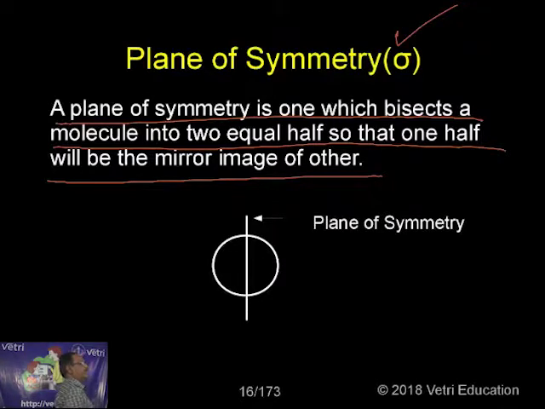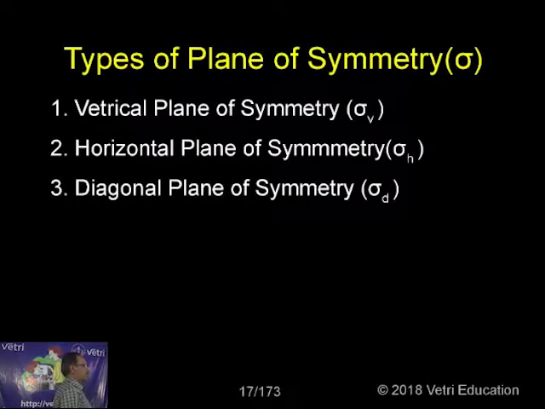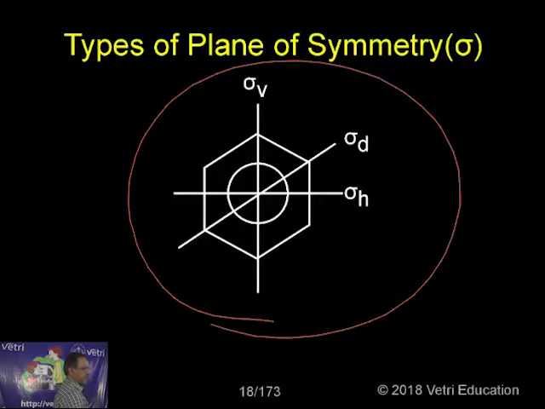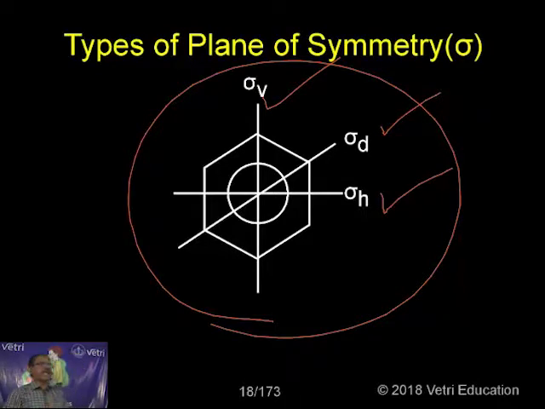Now I have indicated it by sigma. Next one. Here I can further classify into three types. One is the vertical plane of symmetry, sigma V, the horizontal plane of symmetry, sigma H, and the diagonal plane of symmetry, sigma D. All these planes are present in the benzene ring. Kindly follow. This is the vertical plane, this is horizontal, this is diagonal. So when there is a diagonal plane or vertical plane or horizontal plane, the molecule is optically inactive. So absence of symmetry is most important.